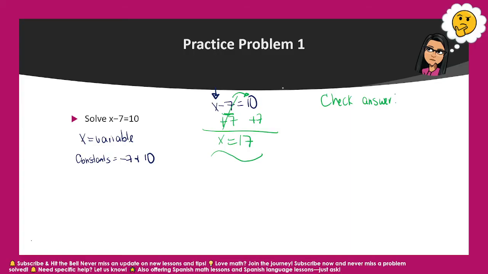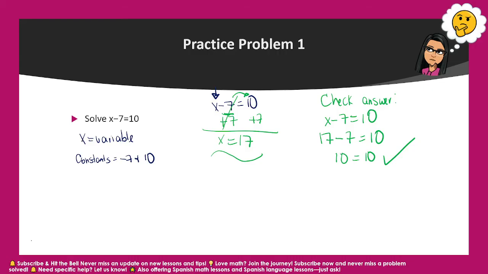So we're going to substitute on the original equation, which is x minus 7 equals 10. We're going to substitute x with our answer that we just got, which was 17. So 17 minus 7 equals 10. And is 10 equal to 10? Yes, so we are correct.